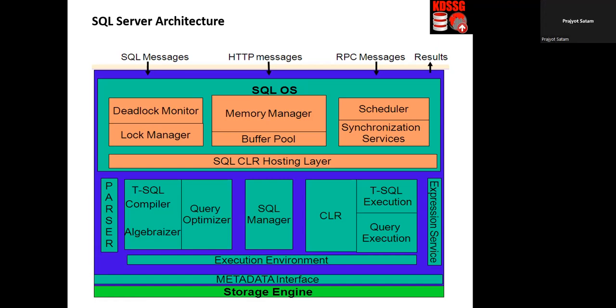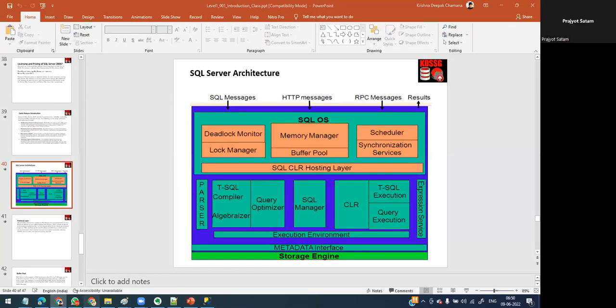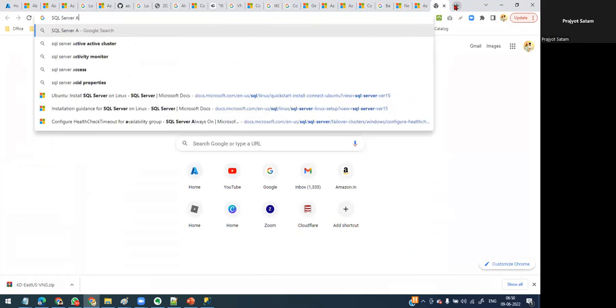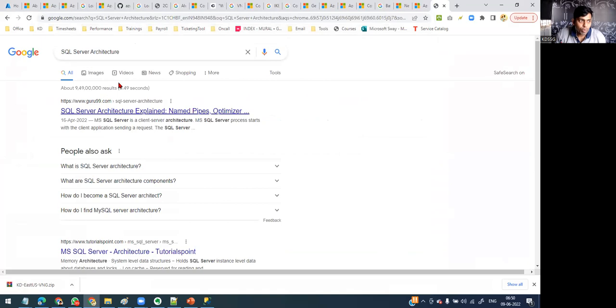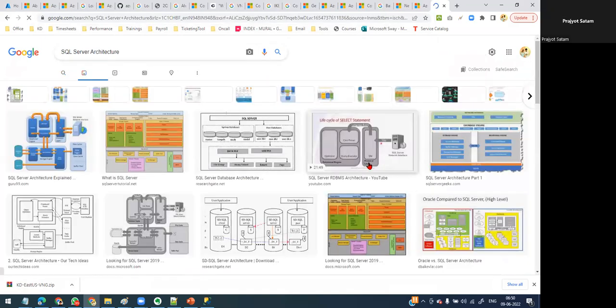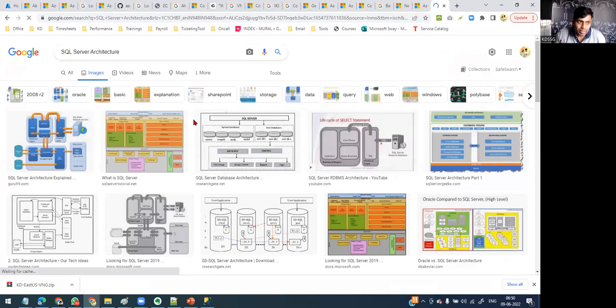KD, regarding architecture, if we Google, we get multiple different diagrams, multiple different architectures. So what is the exact architecture? Prajot is saying that if you search for SQL Server architecture, different forms of pictures will come, sir.